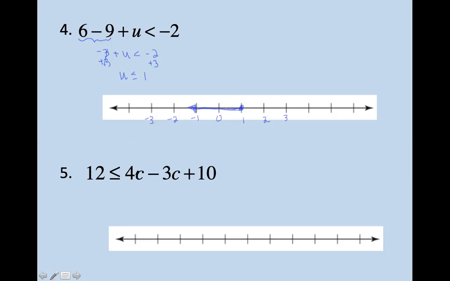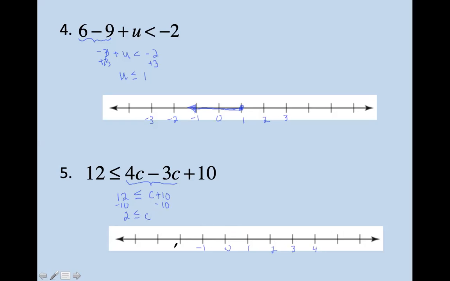All right, number 15, we also have some like terms again. I'm going to start by combining these c's. 4c minus 3c leaves us with 1c plus 10. And that is greater than or equal to 12, or 12 is less than or equal to c plus 10. Again, I'm trying to get the variable by itself, so I'm going to subtract 10 from both sides. That leaves me with 2 is less than or equal to c, or c is greater than or equal to 2.